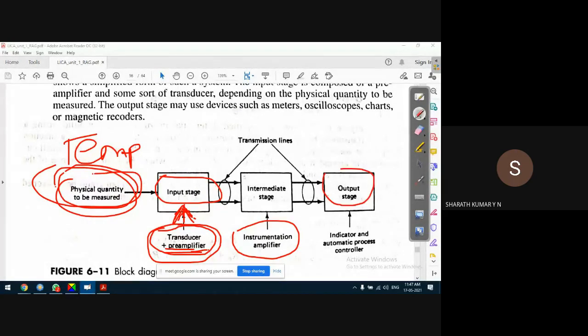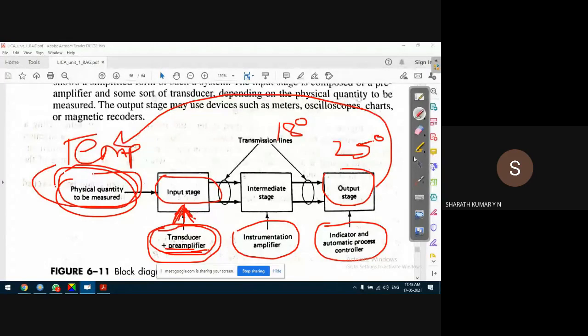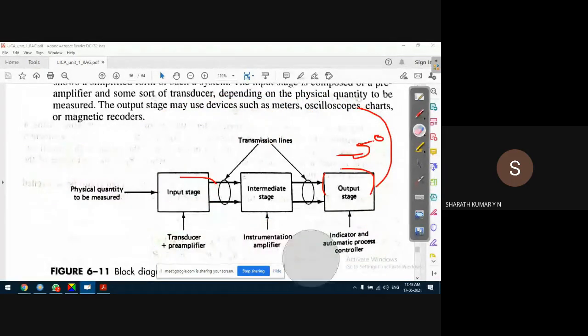Okay, at the output stage, we have an indicator and the automatic process controller. It indicates the actual temperature, let us say, for example, 25 degrees centigrade. Let us say our requirement is 18 degrees centigrade. Then we need to control the parameter which is being measured. Based on the goal setting, the requirement, the target level, we have to adjust the parameter so that the physical quantity can be controlled based on the requirement. So that is the basic purpose of what is known as an instrumentation amplifier.